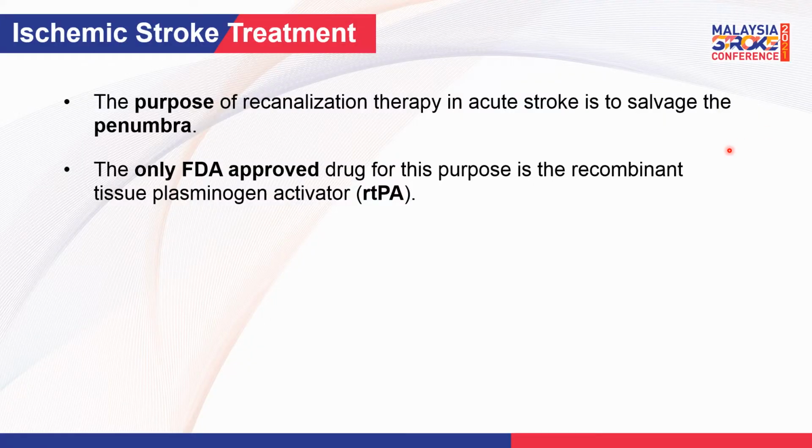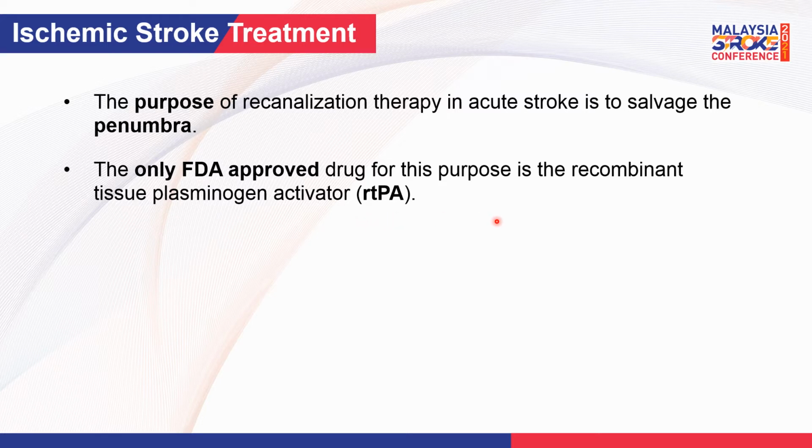So for acute ischemic stroke, one of the main treatment options is recanalization therapy. And basically the main aim of this treatment is to salvage the penumbra tissue. And currently, the only FDA-approved drug for this purpose is the recombinant tissue plasminogen activator, or RTPA.